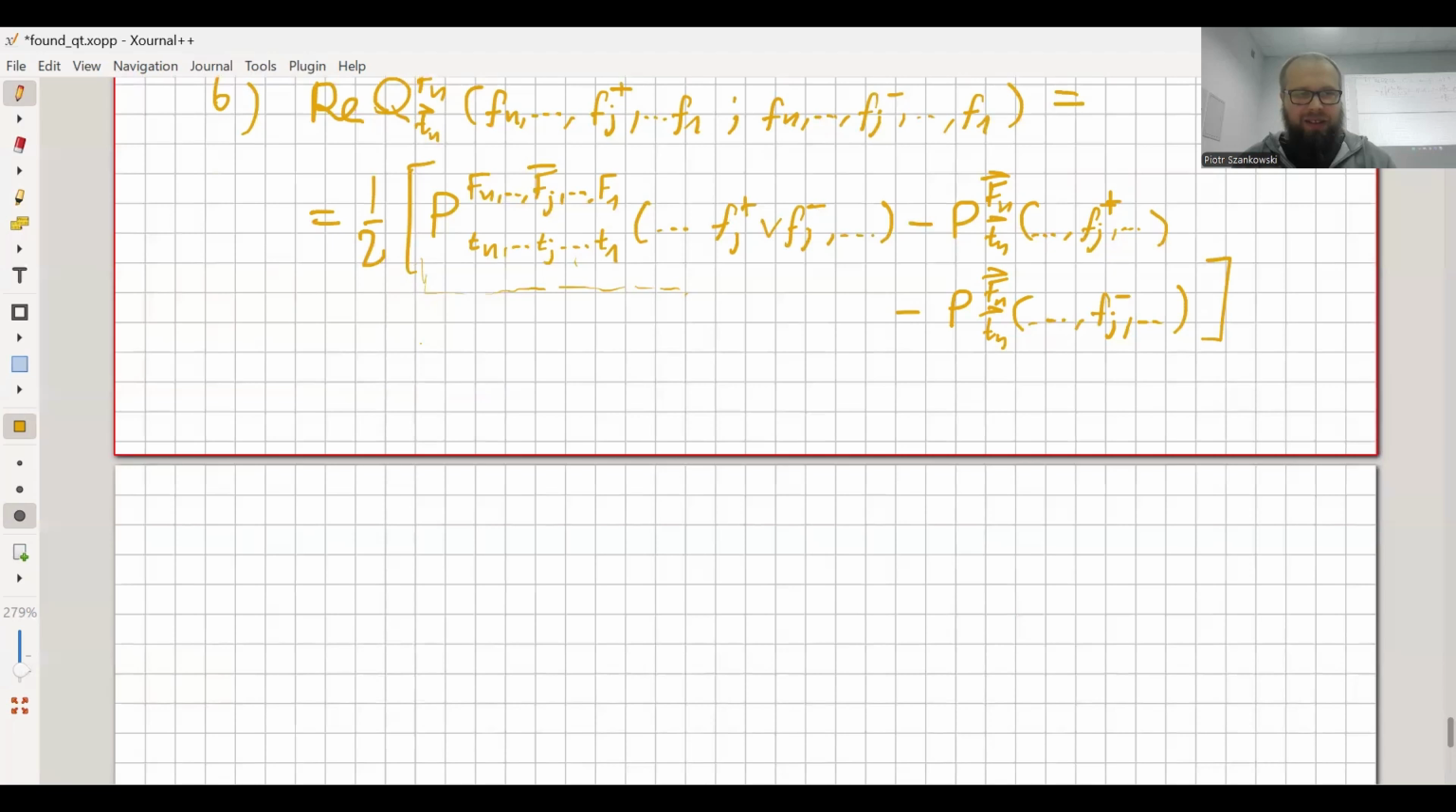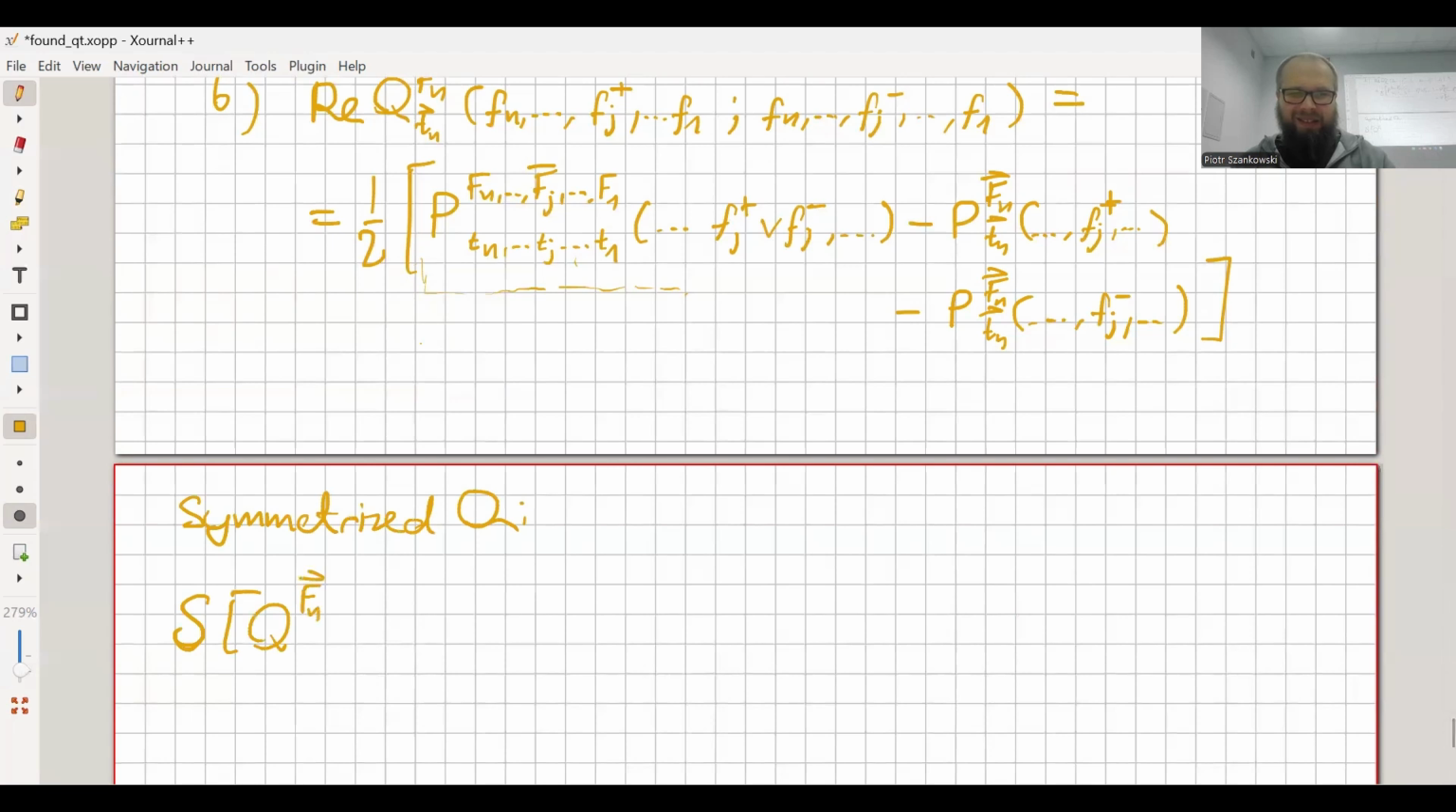Okay, so let's contrast this bare Q with something that I would call symmetrized Q. Symmetrized Q, which I will denote as S acting on Q. Symmetrization of Q. It will be a function not of two sequences, but of n pairs of alternatives.